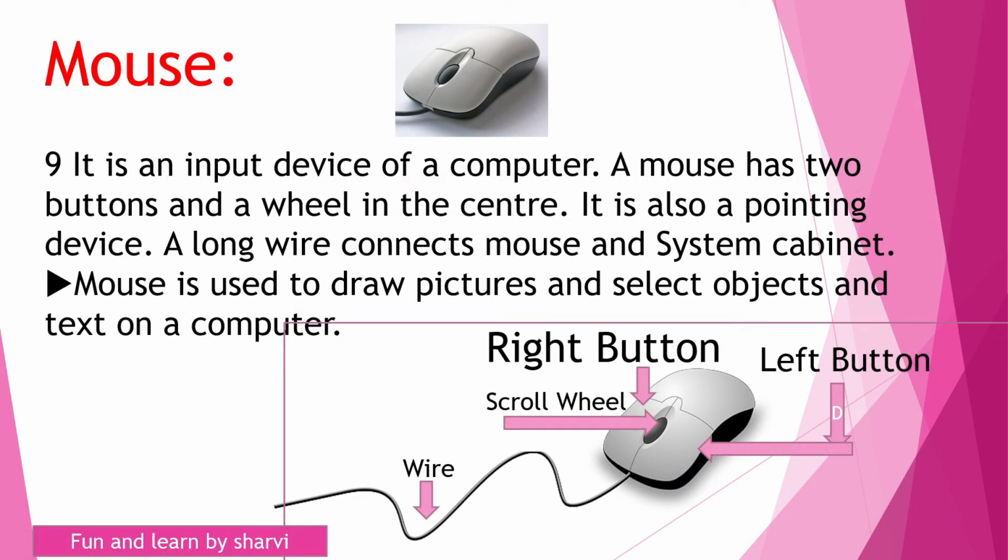Mouse. Mouse is an input device of a computer. A mouse has two buttons and a wheel in the center. It is also a pointing device. A long wire connects mouse and system cabinet. Mouse is used to draw pictures and select objects and text on a computer.